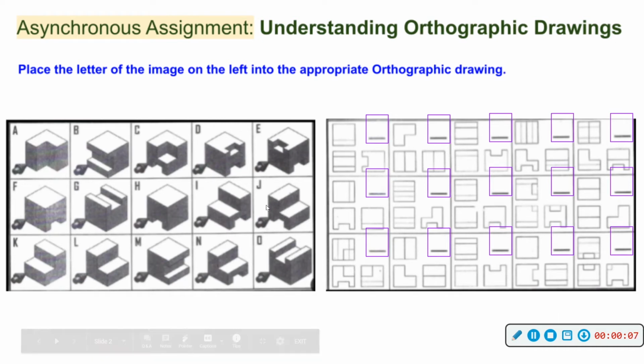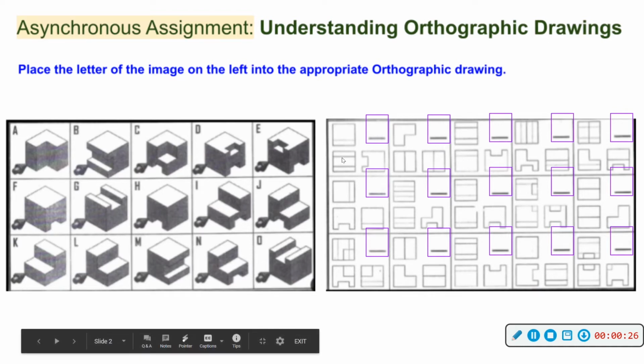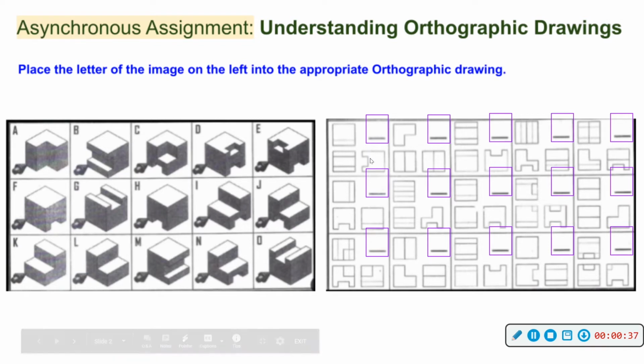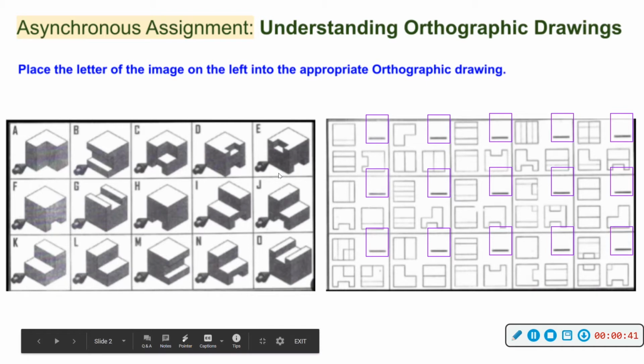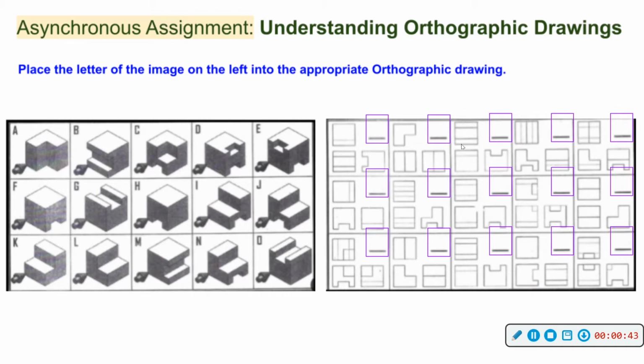For this first problem, we have objects in letters A through O, and what we need to do is match these three-dimensional views to their respective 2D three-view drawing. Notice all of these images on the right side are composed of two-dimensional images, however they all represent the same three images. These three images represent the front, top, and right side view of one of these items from letters A through O. So you will need to match letters A through O to one of these objects here.